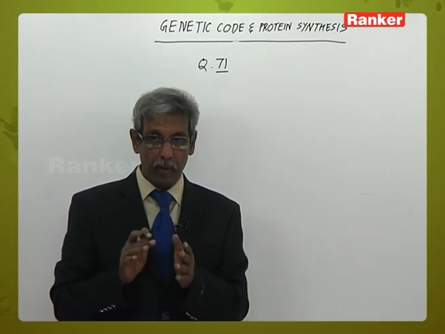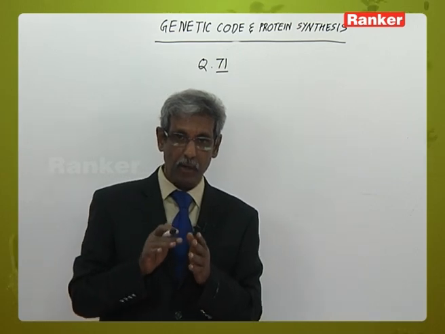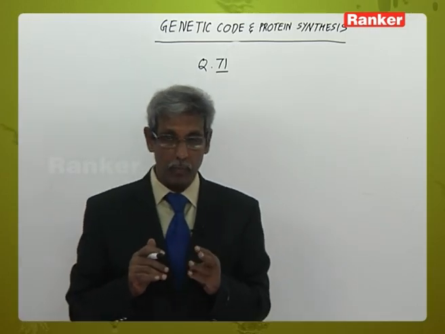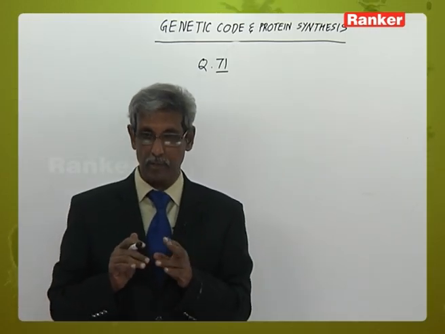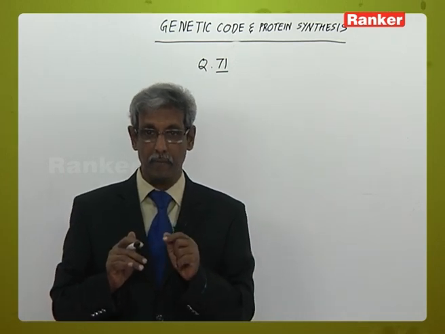Now, we are looking at the mode of inheritance. In which mode of inheritance do you expect more maternal influence among the offsprings? The choices are: A is cytoplasmic, B is Y-linked, C is X-linked, D is autosomal. When you take autosomes, autosomes are non-sex chromosomes, and when you take X or Y, it is sex limited chromosomes.